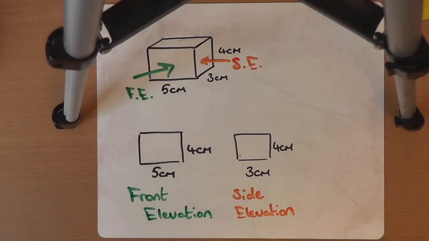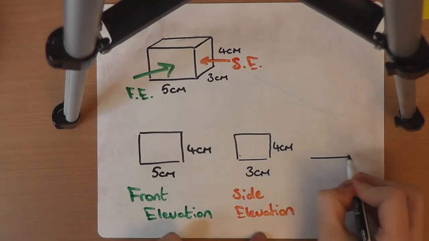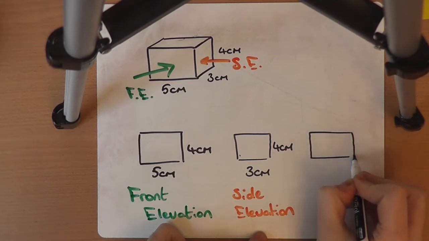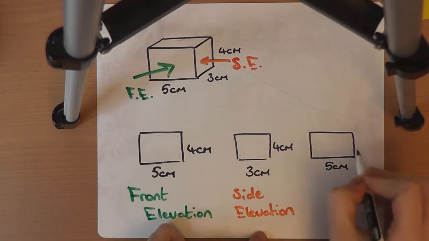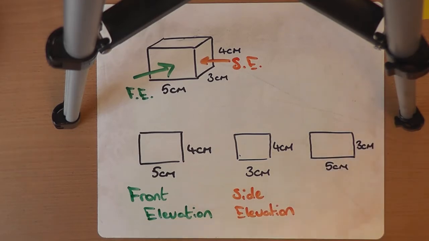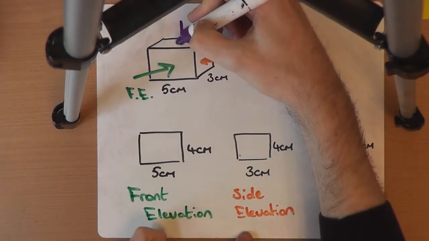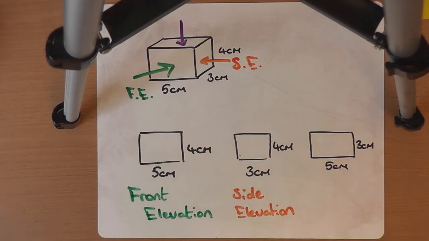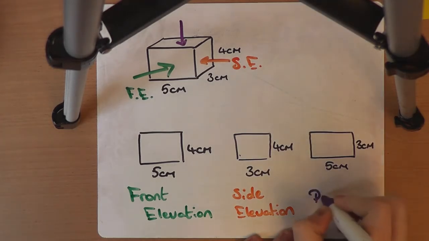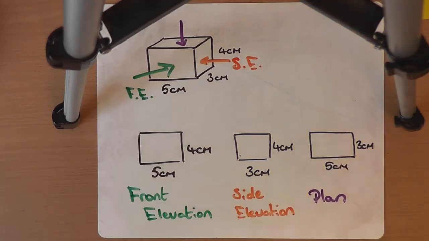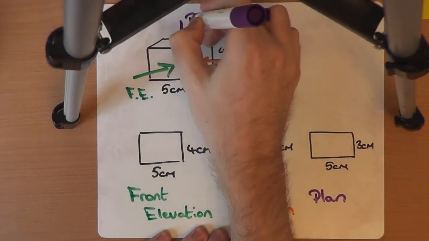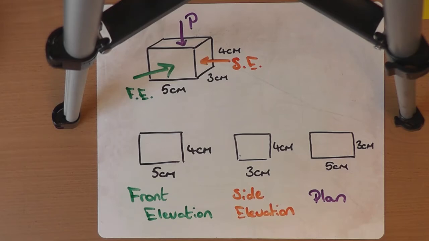So if we were to look at the shape from above, we would see a rectangle, 5 wide, 3 in height, and we will be looking from this direction, straight down from above, and we would be looking at, well, front elevation, side elevation. Surely it makes sense that it will be a top elevation? No, because this is maths and nothing's ever that simple. We would be looking at what's called a plan of the shape. The plan is simply a top-down view.